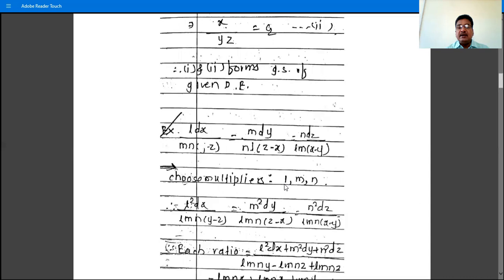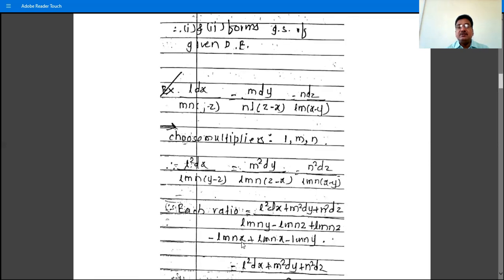So multipliers are L, M, N. Then what happens? Don't write this step, directly write each ratio is equal to L square dx plus M square dy plus N square dz, after multiplying by L, M, N. And what we have here, after multiplying L, M, N in bracket y minus z: L, M, N, y minus L, M, N, z.